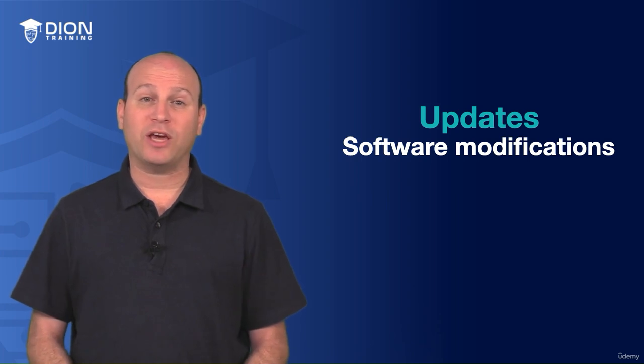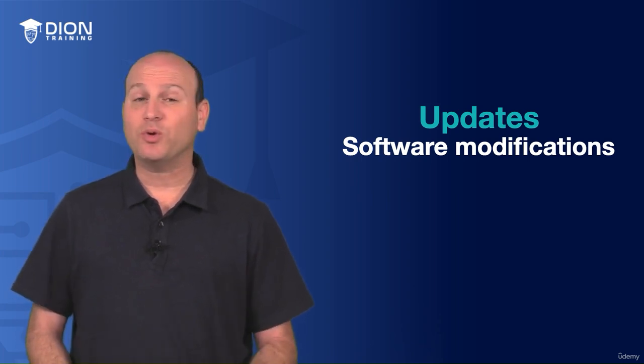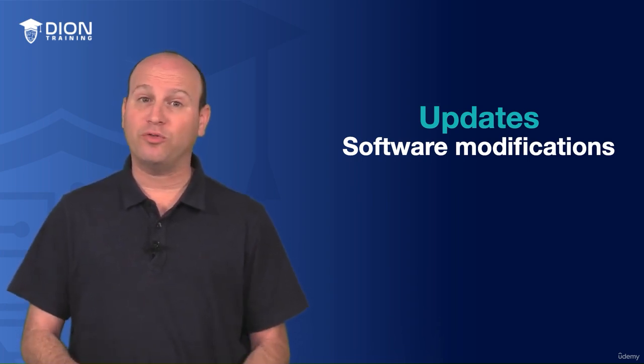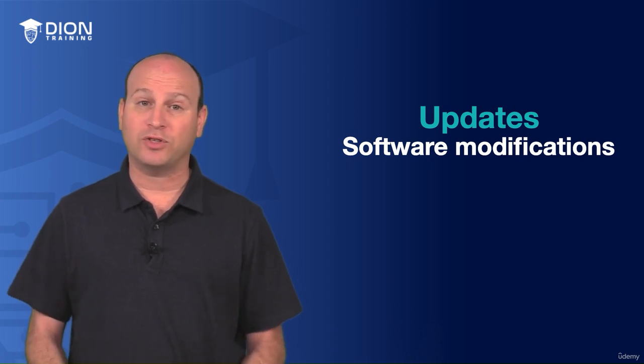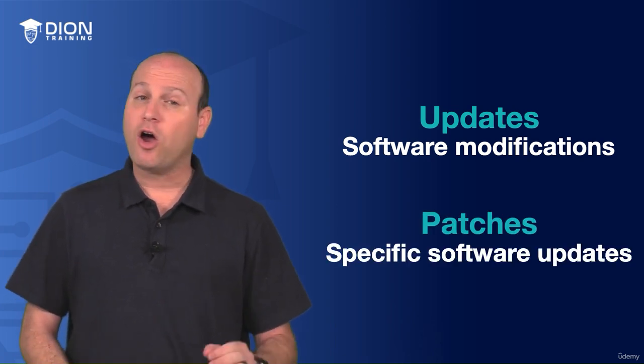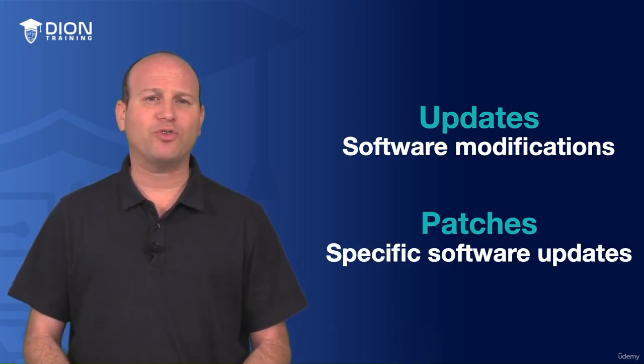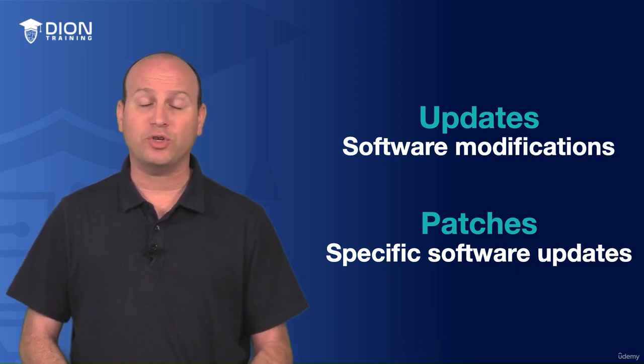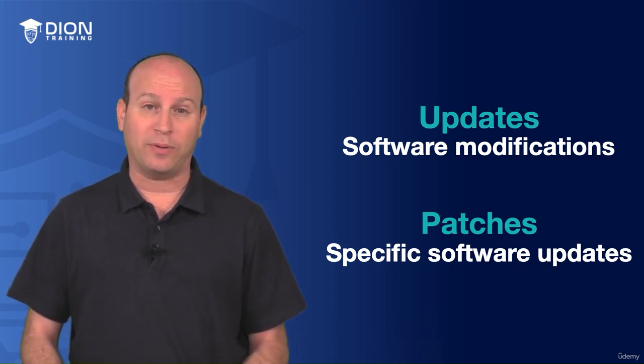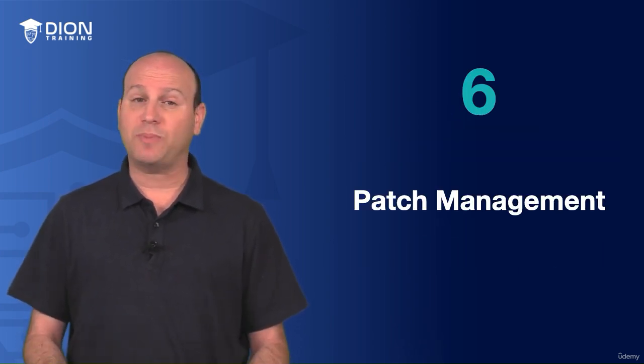Next, we'll explore updates and patches. Updates are software modifications or improvements released by developers to enhance the features, fix bugs, or improve security, stability, and performance of their software. Patches, on the other hand, are specific software updates that are designed to address identified vulnerabilities or security issues inside of a program, system, or application.